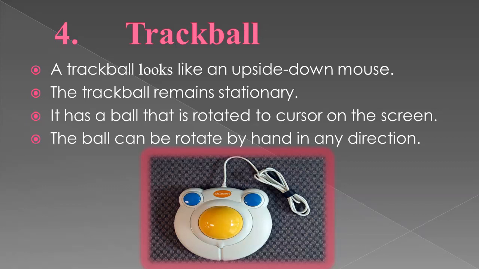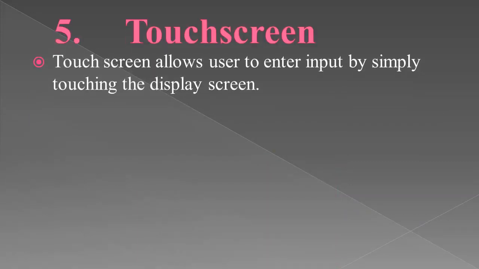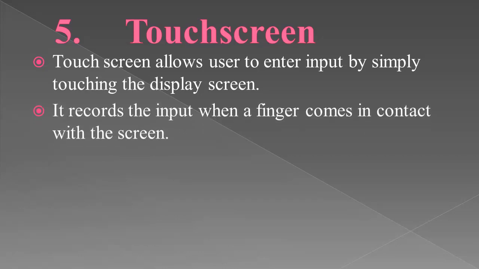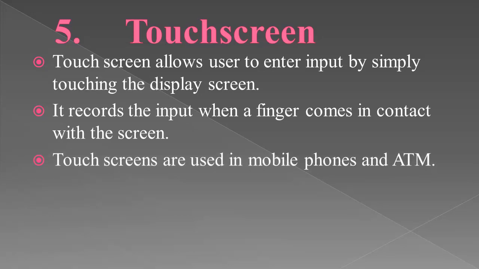Moving to the next one, the touchscreen. A touchscreen allows the user to enter input by simply touching the display screen. It records the input when a finger comes in contact with the screen. Here your finger acts as the pointing device. Touchscreens are used in mobile phones and ATMs.